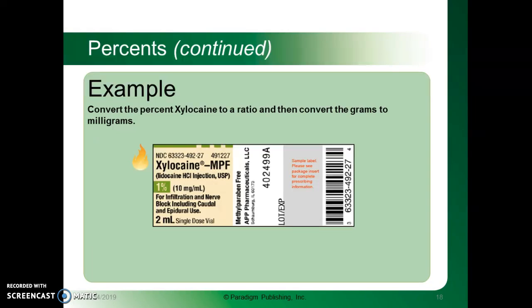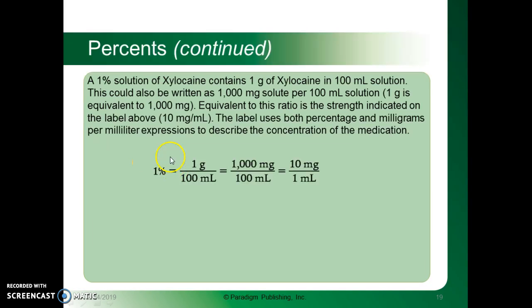So in this example, convert the percent xylocaine to a ratio and then convert the grams to milligrams. So we're doing two things here. First converting it to a ratio and then converting the grams to milligrams. So we're looking at our percent, which is right here, 1%. So let's make that into a ratio first.